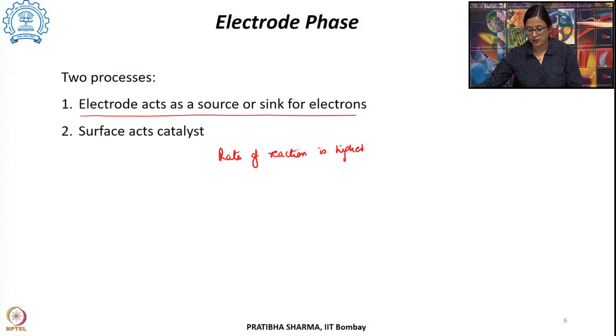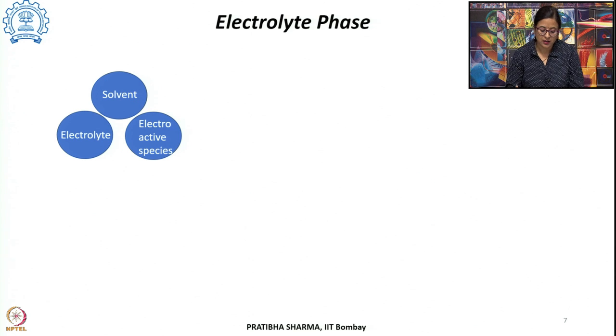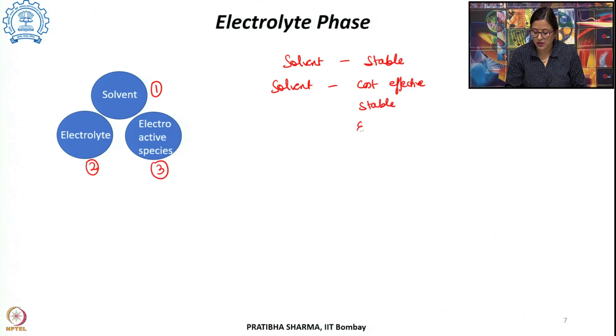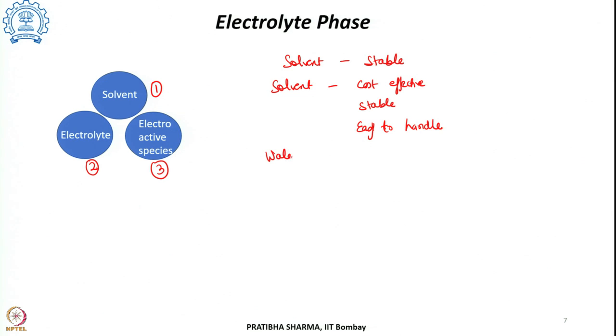Similarly, if we consider the electrolyte phase, then there are three components of it: a solvent, which should remain stable under the reaction conditions, an electrolyte, and the electroactive species. And these electroactive species are nothing but the reactants. Now when we look at the solvent, it should be cost effective, it should be stable, it should be easy to handle, that means its disposal as well as handling should be safe, and recycling of it should be safe. As such, if we look at these solvents, then water is the most promising solvent.